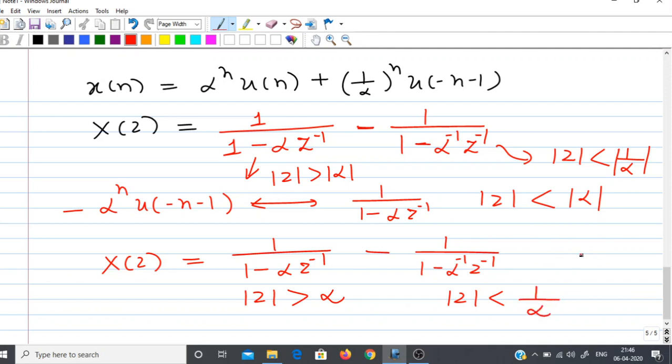Now you can assume, let's say, this alpha is half. Assume alpha is half. Then what would be the Z transform?